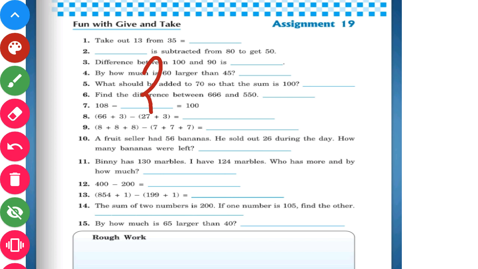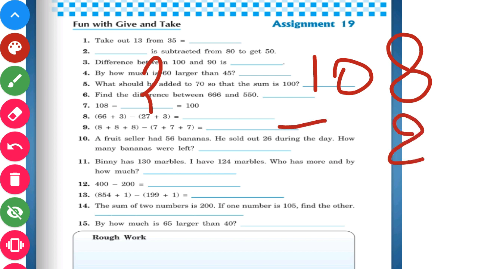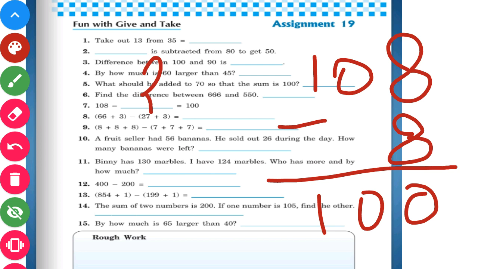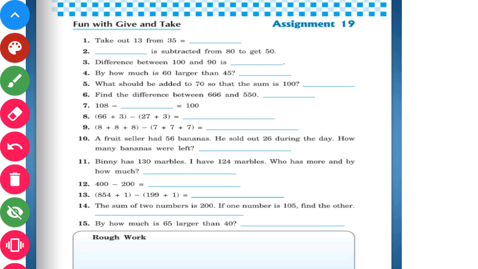Okay. So if we subtract 108 minus 8 will give us 100. Okay. So the answer is 8. The answer for question number 7 is 8. Okay. Now let us do question number 8.